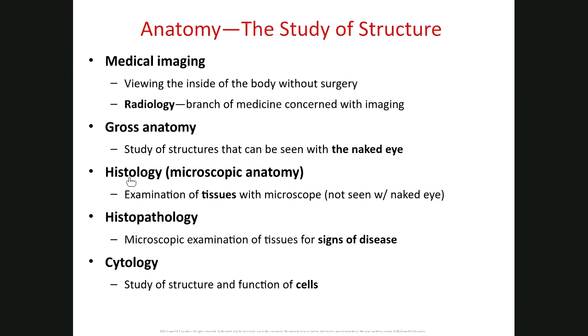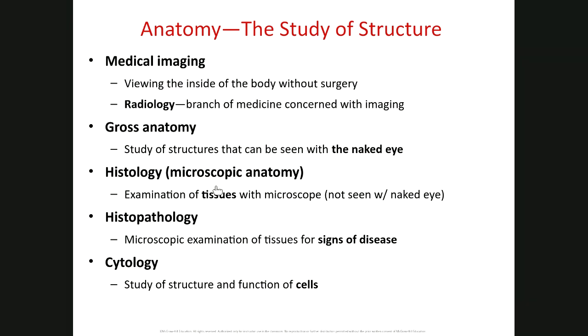And so histo, the prefix histo means tissue. So anytime you see the word histo, we're referring to some sort of tissue. All right. And so we're going to study tissues using a microscope, and we'll do that in the lab.